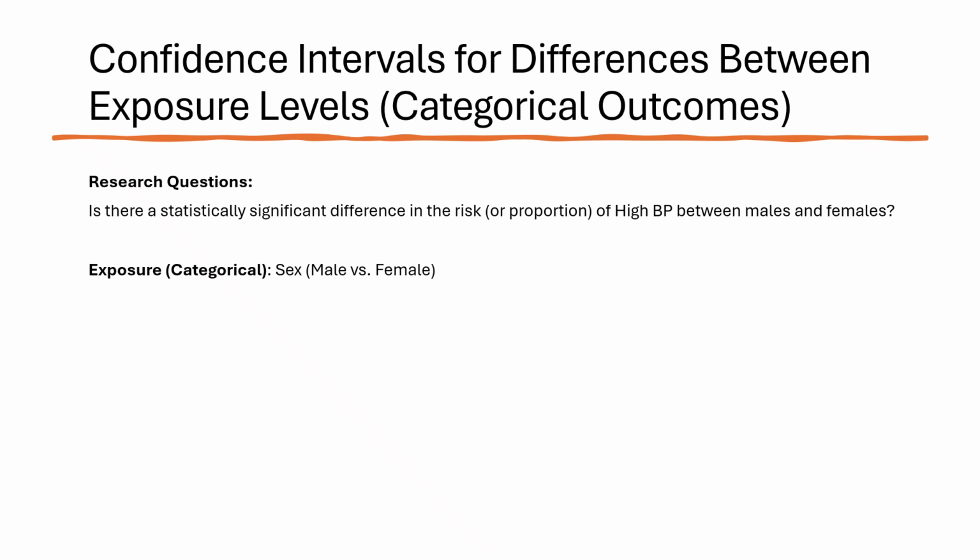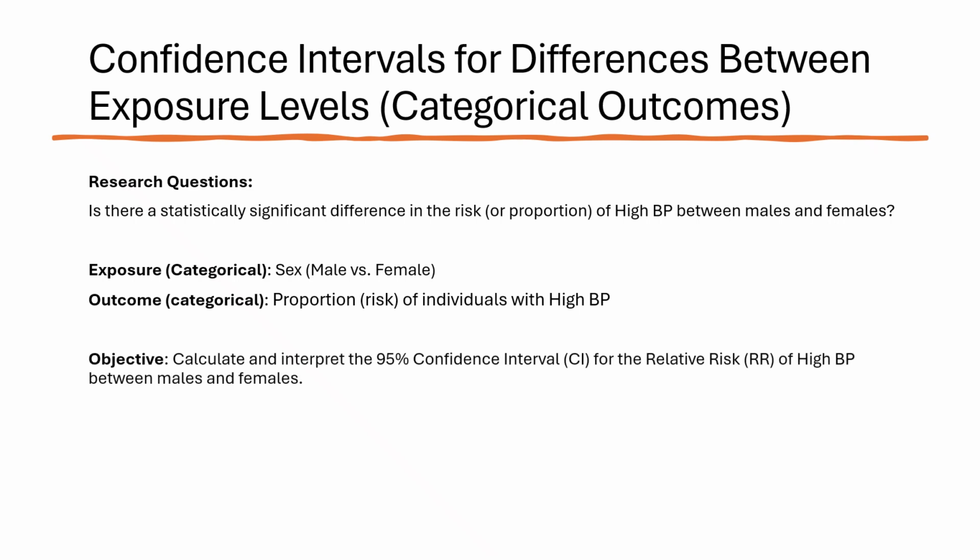So in this case, our exposure remains the same, the male and female, which is a categorical variable. Now our outcome is also categorical because it's the proportion of individuals with high blood pressure. So the objective of this research would be to calculate and interpret 95% confidence interval for the relative risk of high blood pressure between males and females.